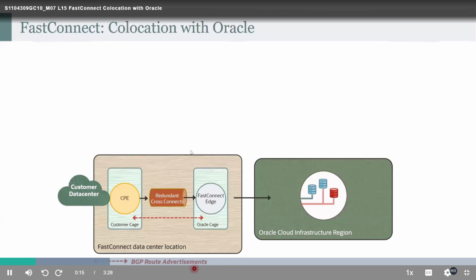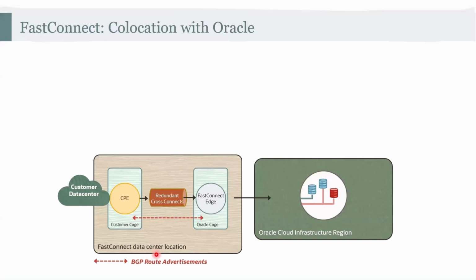As you can see here, this is the Fast Connect data center location where there is an Oracle cage. There are Fast Connect edge devices inside the Oracle cage. What you also see here is that the customer has a presence in the Fast Connect data center location. You can see the customer cage and the customer premises equipment. So all you need to do is create a cross connect between your edge and the Fast Connect edge.